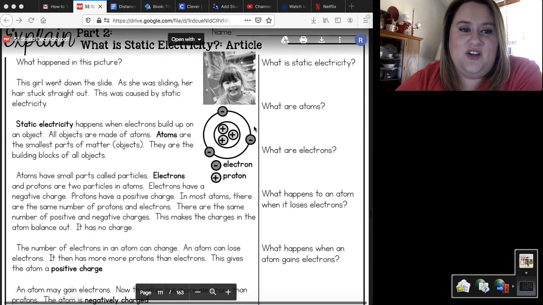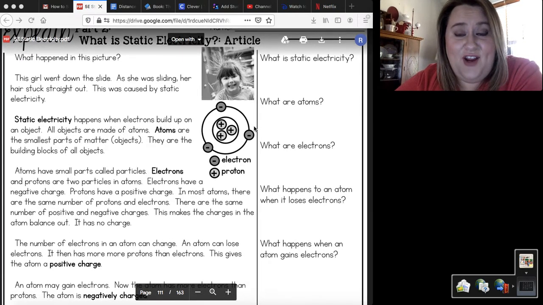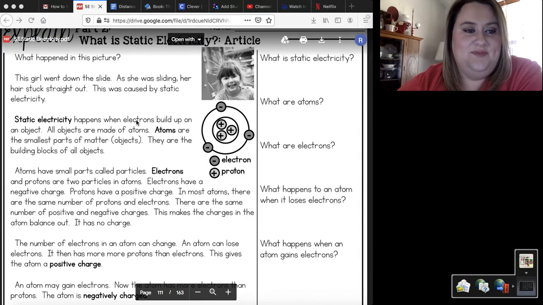So look at our picture. You've got a little girl here and her hair is standing up wild and crazy. What happened? It says this girl went down the slide. As she was sliding, her hair stuck straight out. This was caused by static electricity.